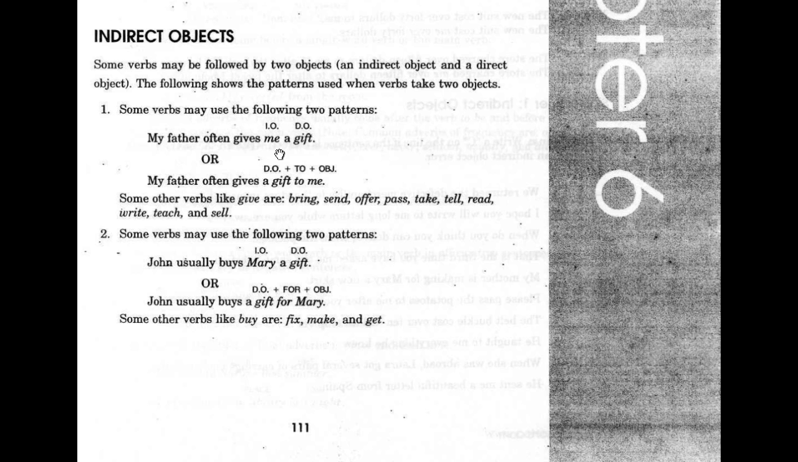In this particular case, when you have the indirect object and then the direct object, my father often gives me a gift. Now the A is an article which indicates one gift. You can say the gift or a gift. This is an indefinite article. My father gives me a gift. The other form is my father often gives a gift to me.